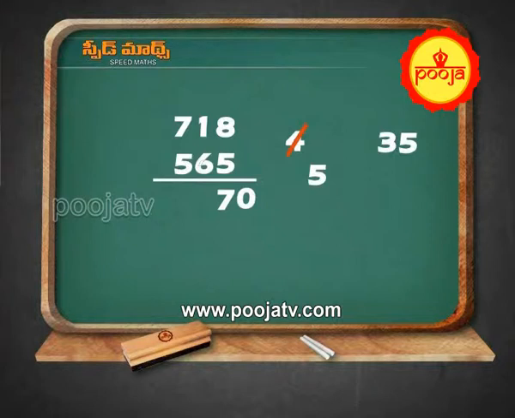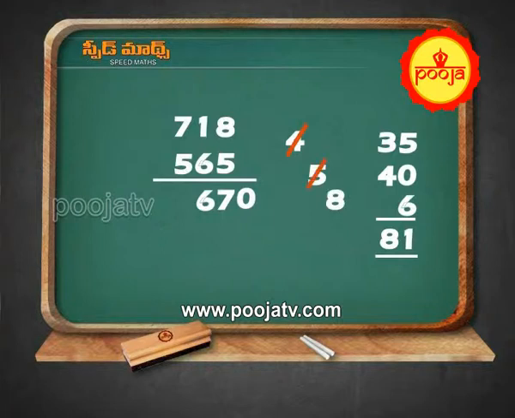Next all the three. Here you should be a little bit careful. 5 into 7, 35. 5 into 8, 40. 6 into 1, 6. So this is 6 plus 5, 11. 35 plus 40 plus 6, that is 81. 81 and this 5, 86.